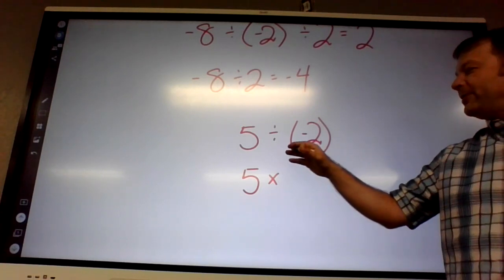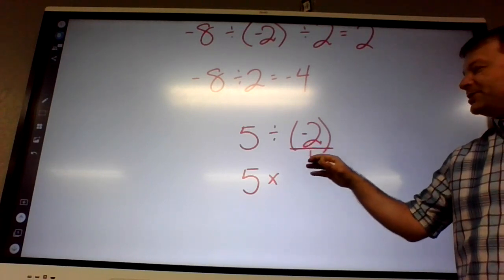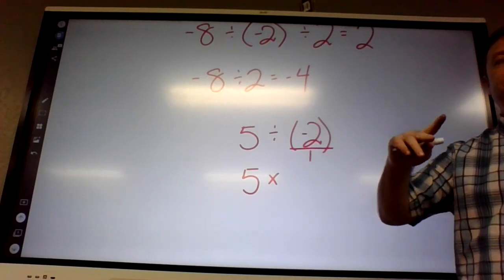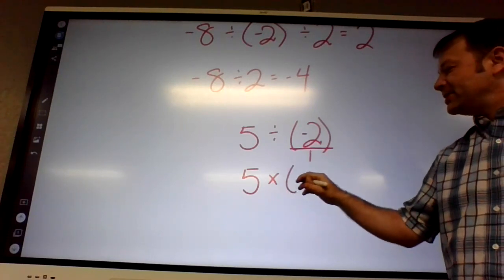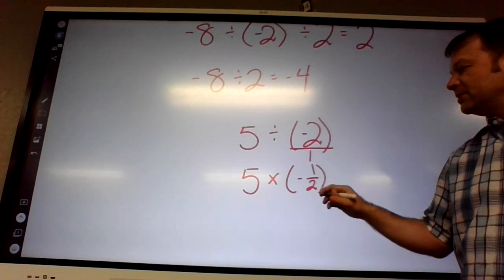So one way you can think about it is, you guys remember dividing fractions? How you flip it and multiply. So it's the same thing as multiplying by negative 1/2.